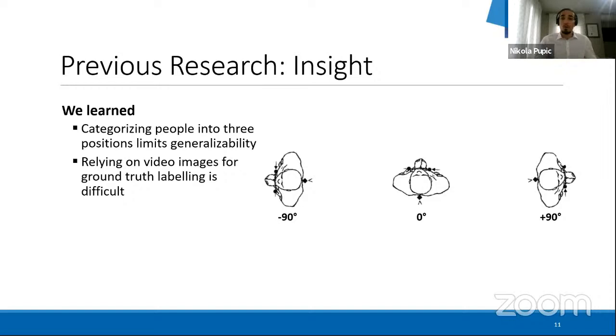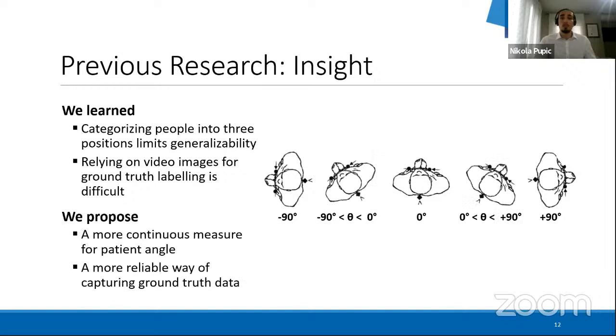In contrast, the home data that we collected allowed us to get data from a more realistic representation of positions. However, we ran into a new problem of reliably labeling the data for ground truth using video. So to address these issues, we propose using a more continuous measure for patient angles in order to capture the ground truth data in a more reliable way.